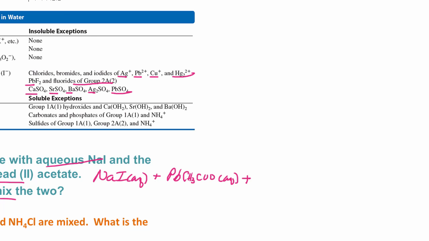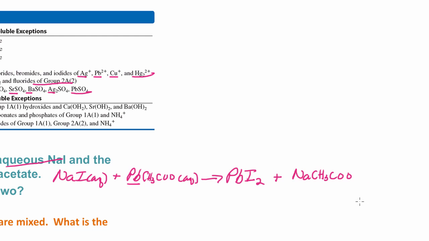So we mix those two together, and what we do is replace the sodium ion with the lead-2 ion. So I'll write that formula as lead-2 iodide. You have to make sure you get the right formulas here, okay? And then we'll replace the lead with the sodium, and we have sodium acetate. So now I check my solubility rules. I know sodium acetate is soluble, so it's completely dissociated into ions.